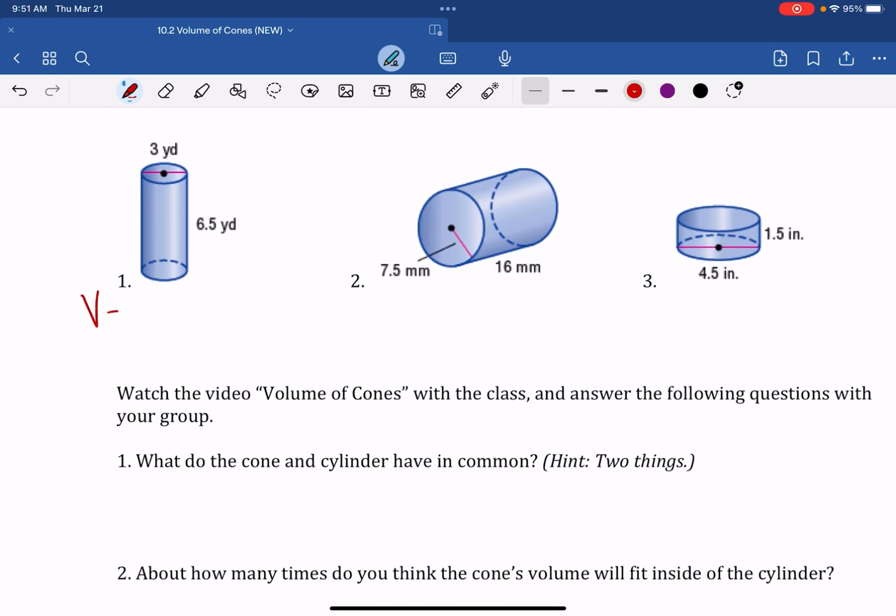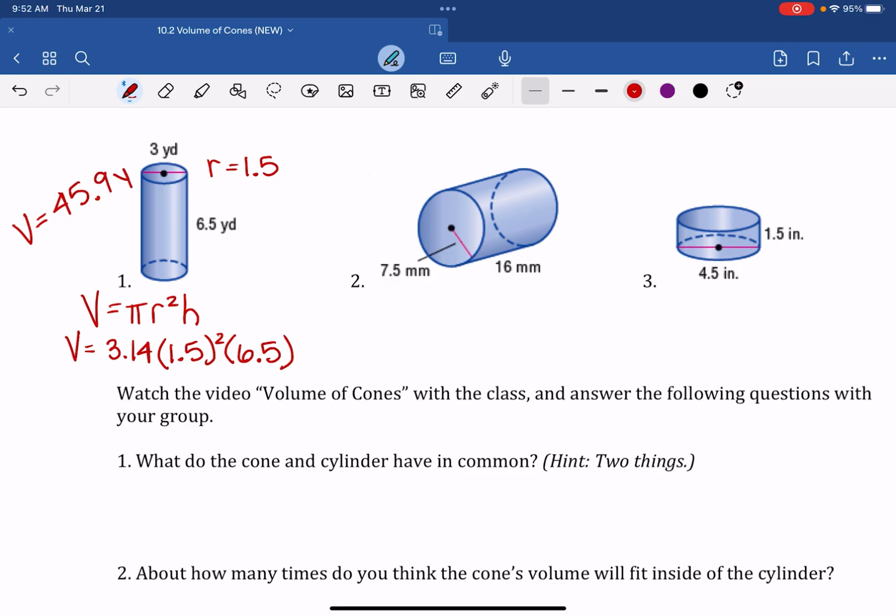Remember, you need to write the formula each time. And remember, the radius is half of the distance across the circle. So in this case, the radius would be 1.5. So volume equals 3.14 times 1.5 squared times the height, which is 6.5. And if you put all of that in your calculator, your volume will be 45.9 yards cubed. And don't forget your units on there.